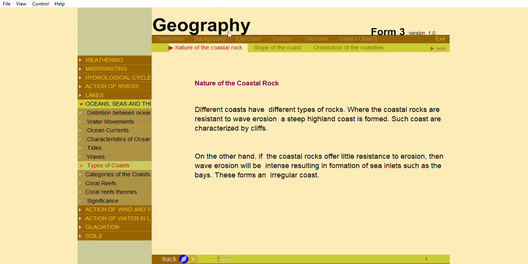Nature of the coastal rock. Different coasts have different types of rocks. Where the coastal rocks are resistant to wave erosion, a steep highland coast is formed. Such coasts are characterized by cliffs. On the other hand, if the coastal rocks offer little resistance to erosion, then wave erosion will be intense, resulting in formation of sea inlets such as the bays. This forms an irregular coast.